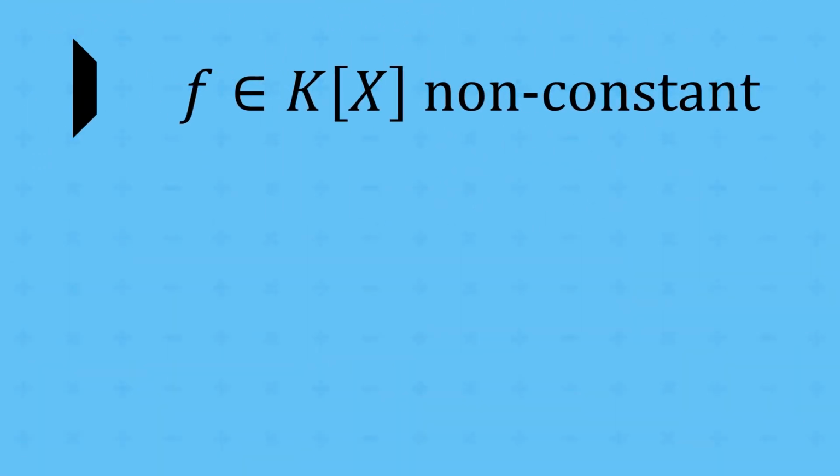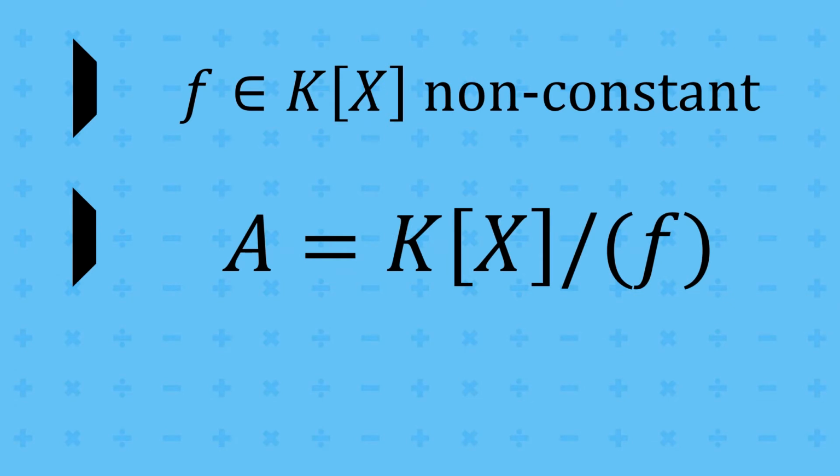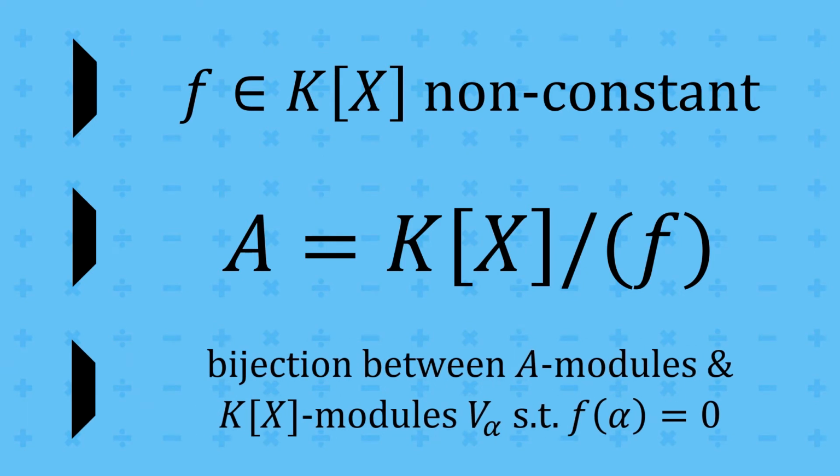Let f be a non-constant polynomial, and let A equal K adjoin x over the ideal generated by f. Then there is a bijection between the set of A-modules and the set of K[x]-modules V_alpha such that f of alpha equals 0.